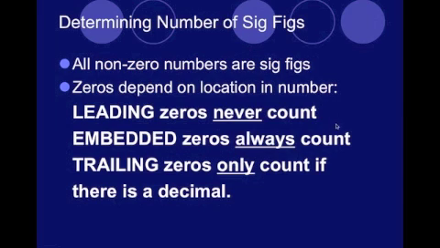Leading zeros would be numbers in front of a non-zero digit. Embedded zeros are like a sandwich. An example of that is 505. That's sandwiched in between other digits, so it's embedded, it counts.